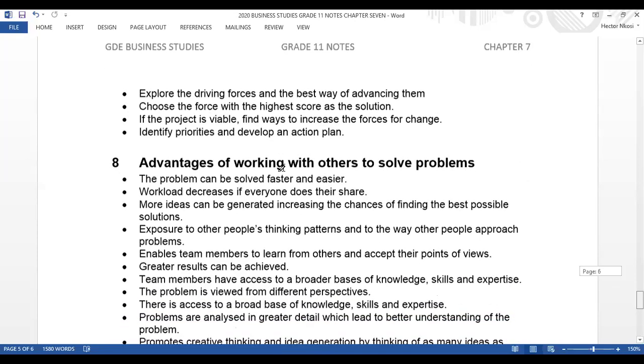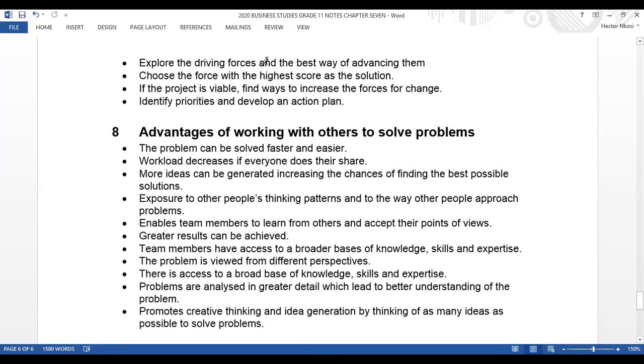Also, boys and girls, you need to explore the driving forces and the best way of advancing them. Choose the force with the highest score. Very, very important. So that's how you're going to get your solution under your force field analysis. If the project is viable, find the ways to increase the forces to change. Also, you must identify the priorities and develop an action plan. Isn't it? All right.